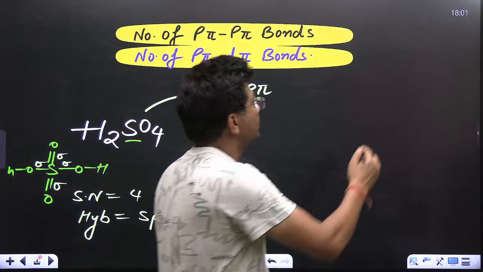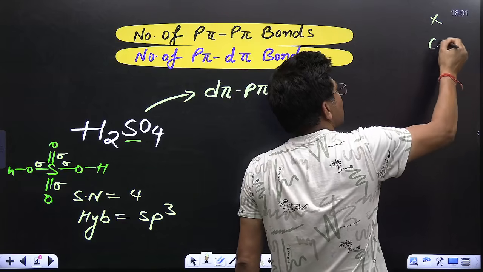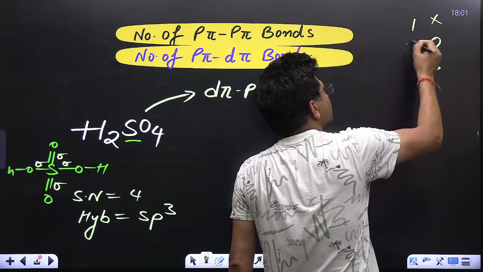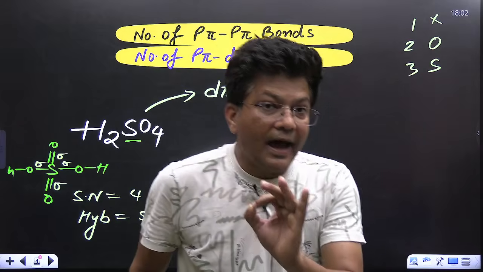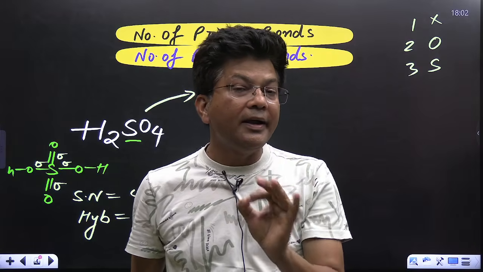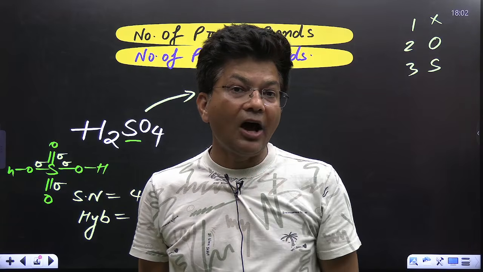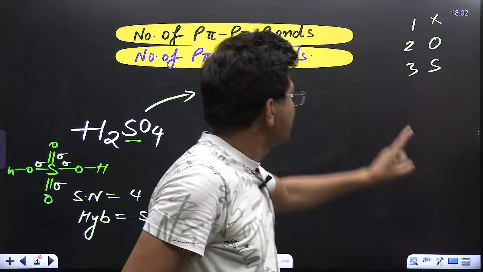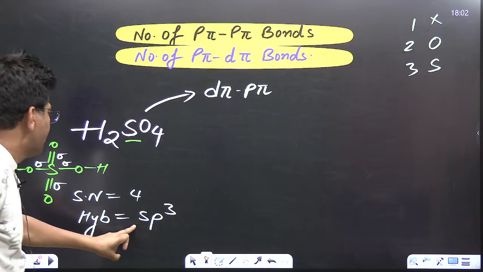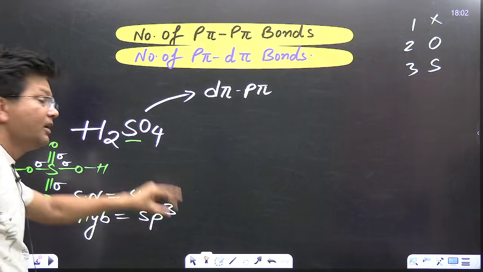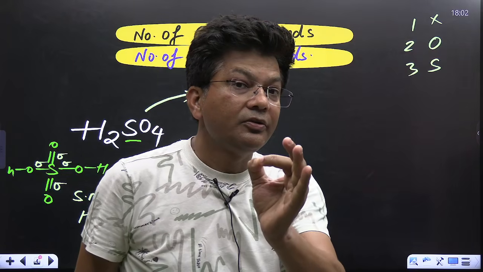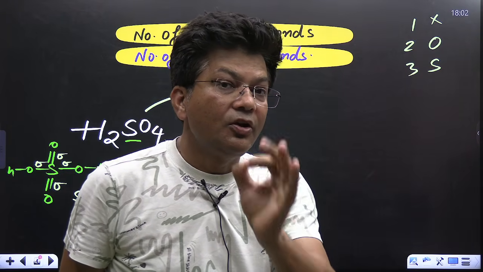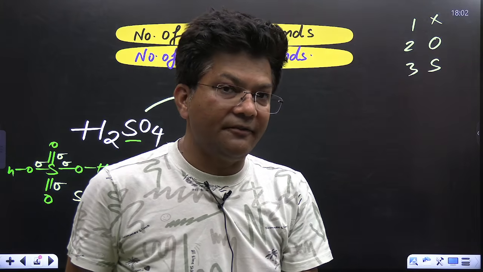Why am I saying it belongs to third period? Oxygen and sulfur: first period, second period, and third period. That means we know that they all have one S, 3P, and how many D? 5D. So its S is involved in hybridization, and all the 3P are involved in hybridization. That means none of the P is left.